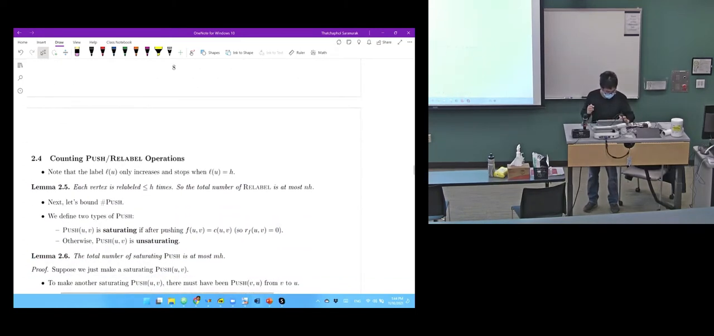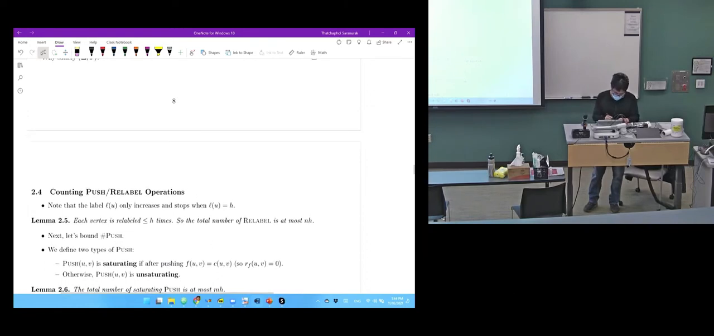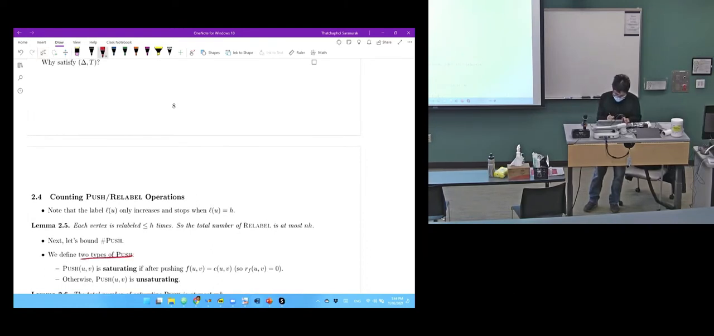And also, to bound the number of pushes, we separate two types of push. One is a saturating push, meaning that after pushing, the edge that you pushed the flow along becomes saturated. So how many saturating pushes can we have?